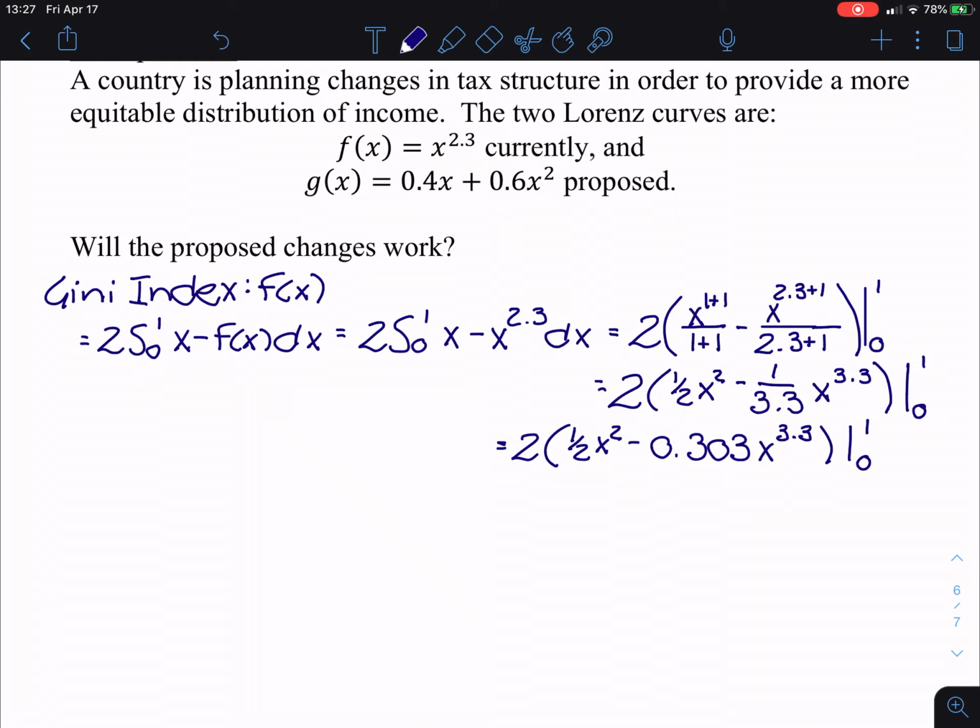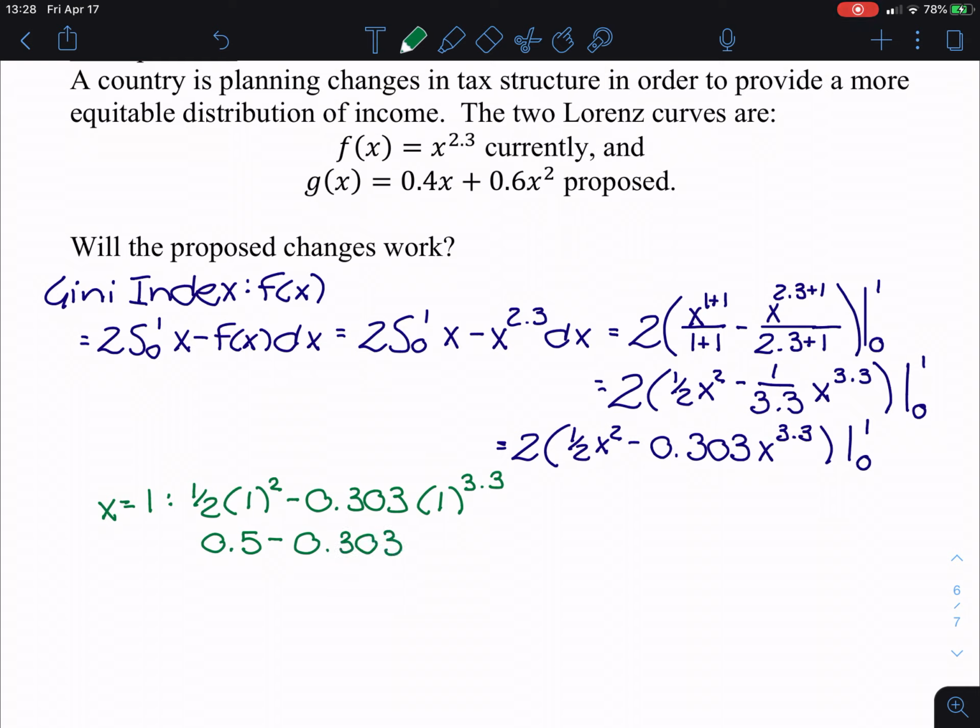So now I can take a look. When x is equal to 1, I have 1/2 times 1 squared minus 0.303 times 1 to the 3.3. Well, 1/2 times 1 squared is just 0.5, minus 0.303 times 1 to the 3.3 power. 1 to any power is just 1, so this is minus 0.303.